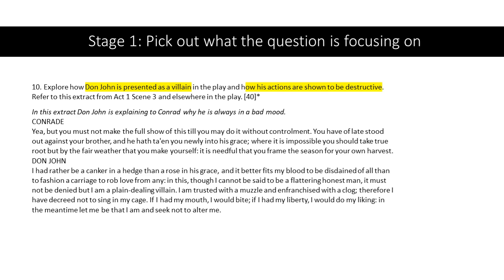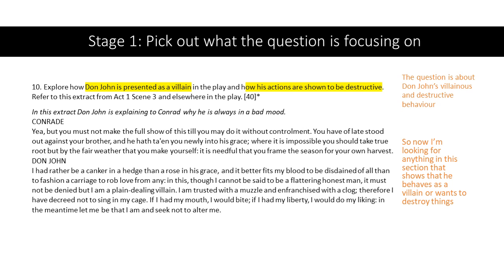So stage 1, pick out what the question is focusing on. Explore how Don John is presented as a villain in the play and how his actions are shown to be destructive. So I've highlighted the key aspects of the question for you. This question is about Don John's villainous and destructive behaviour.